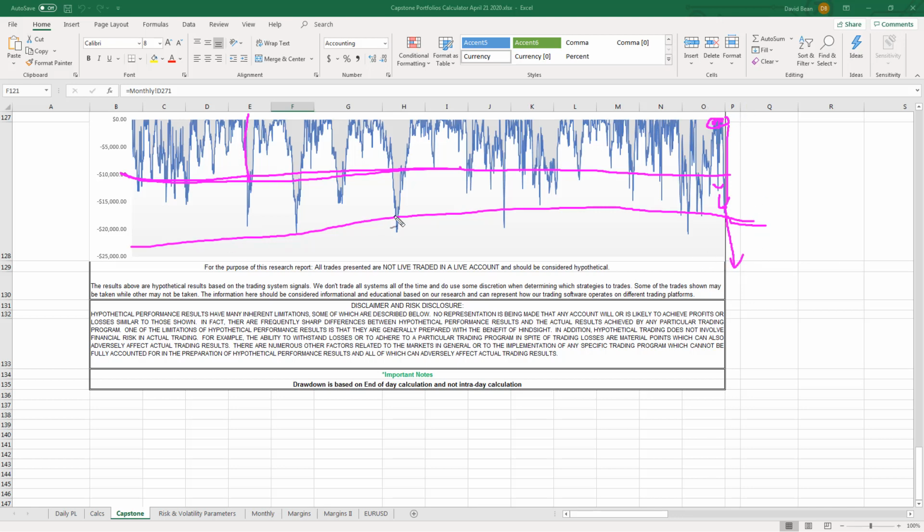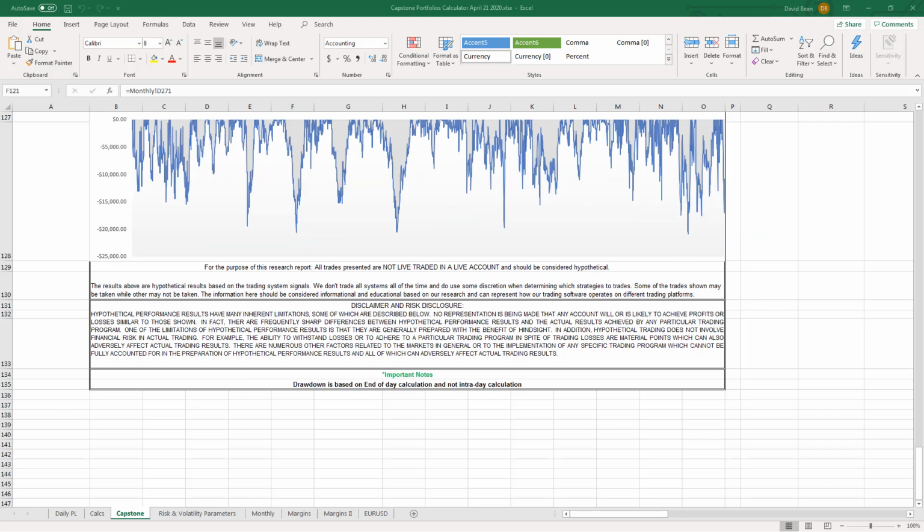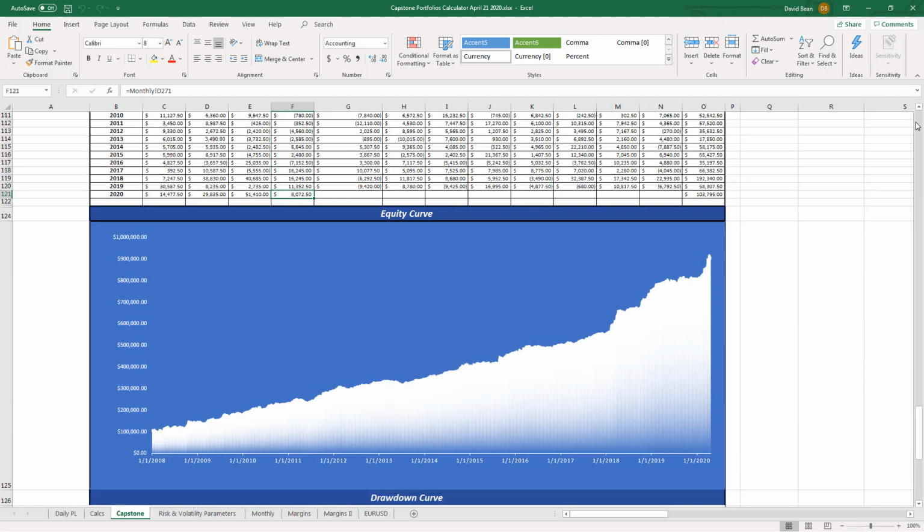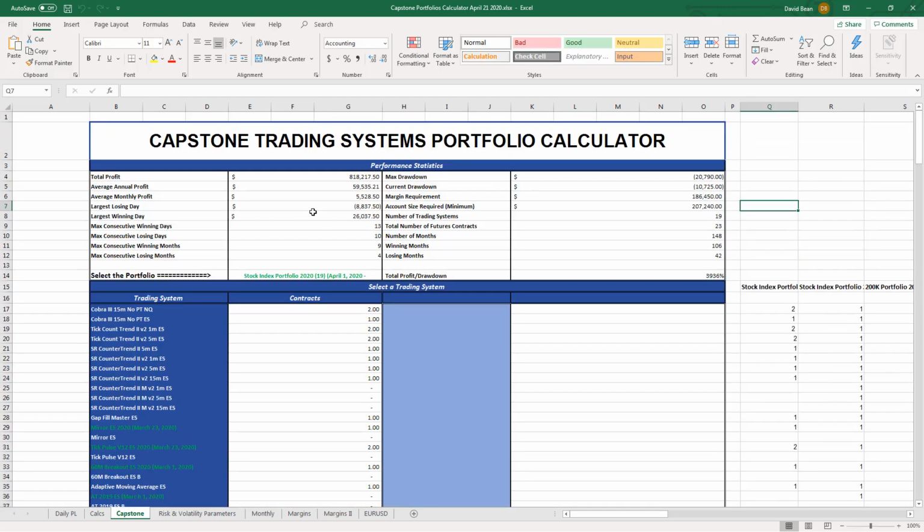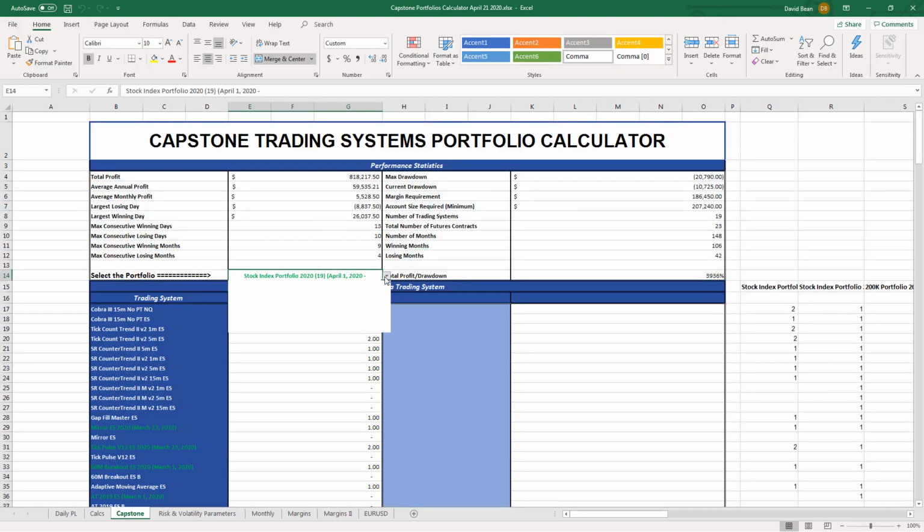So the ideal time to get in is on these drawdowns, and that's what I encourage clients and traders to wait for, these drawdowns in the equity curve, because run-ups and drawdowns are part of the normal process of trading. And so let's look at stock index portfolio 36 strategies.